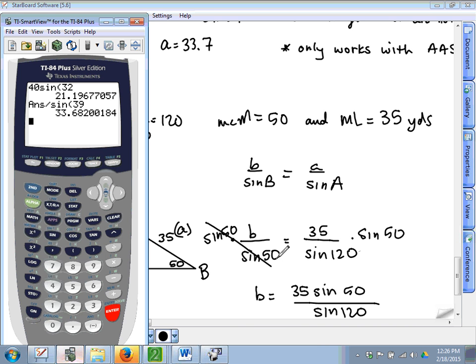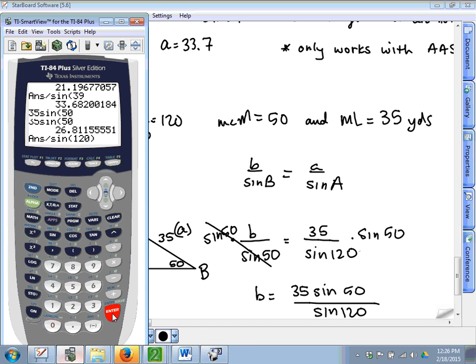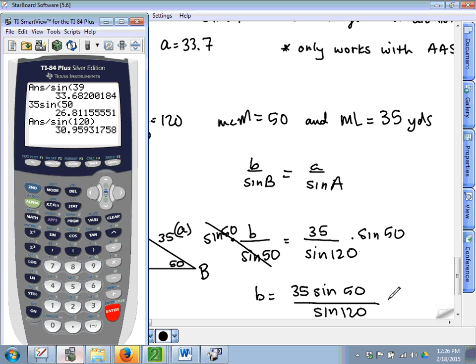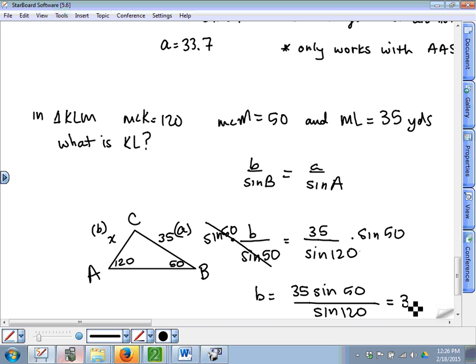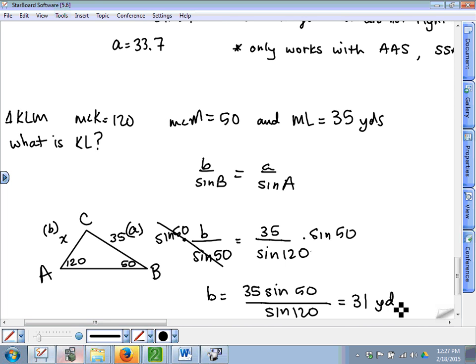Again, I'd break this up into 2 different things. 35 sine 50, figure out what that is. Then divide that by sine of 120. 30.959, if we round up, we should probably call that 31. 31 yards.